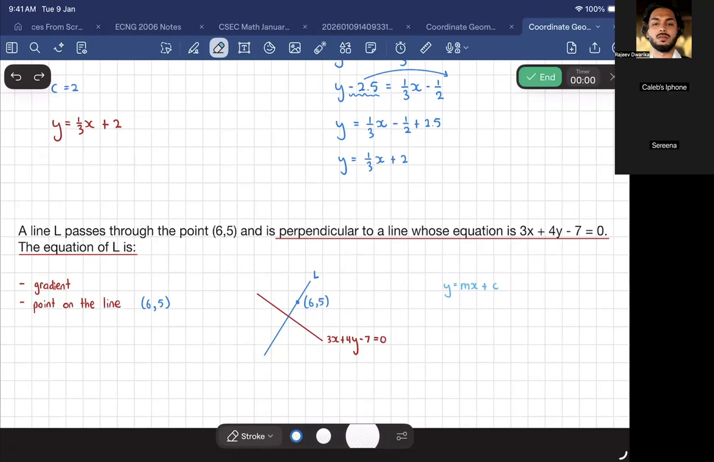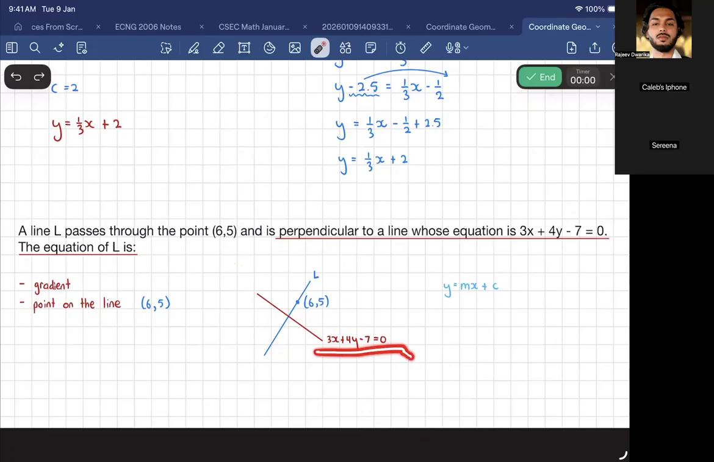Yeah, Caleb. So watch, connect all the pieces together. We have a point already. The only thing we really need to find is the gradient. Why do you think they would give you the equation of the perpendicular line? If they give you the equation of this line, you could make y the subject of the formula. If you make y the subject, we could pull out m and c. What's the main thing you want to pull out though?